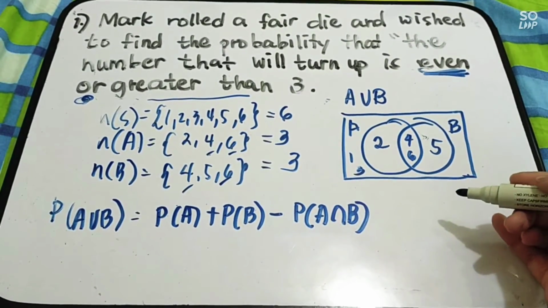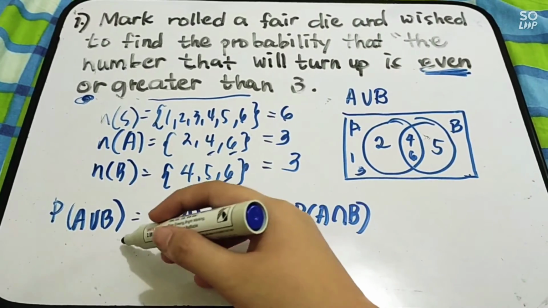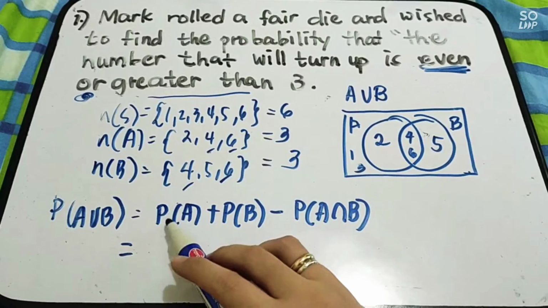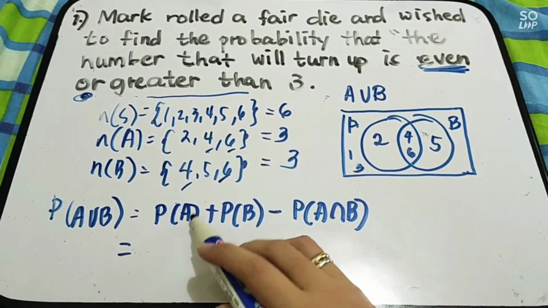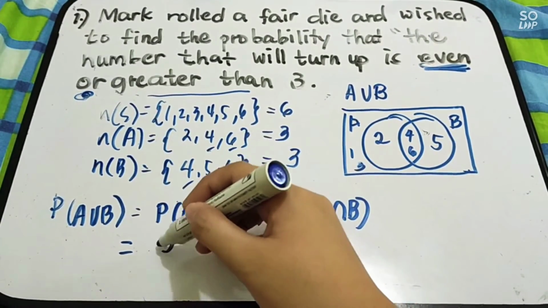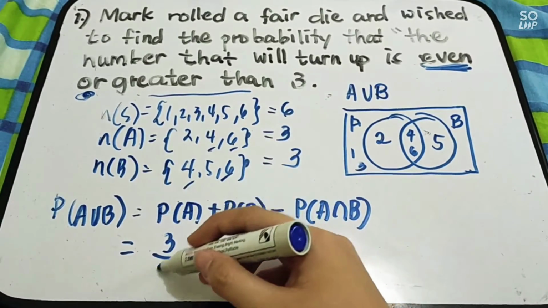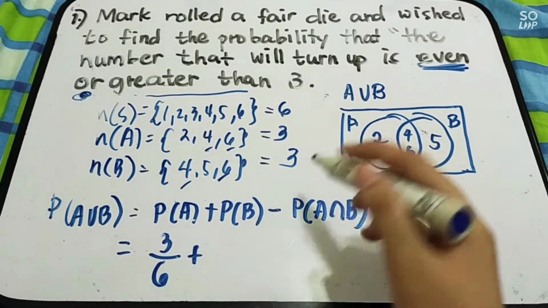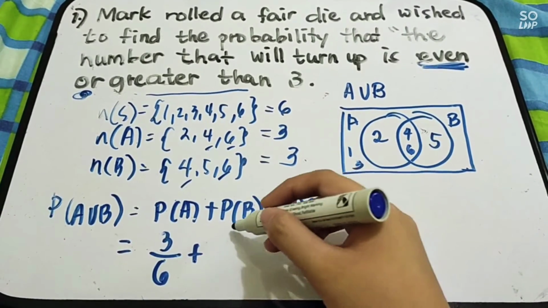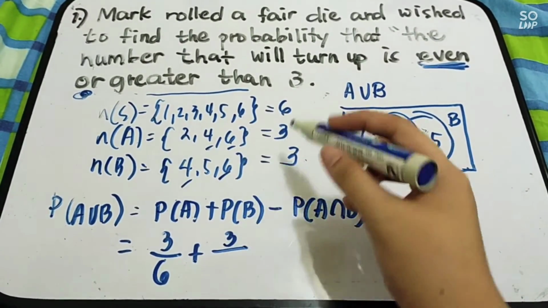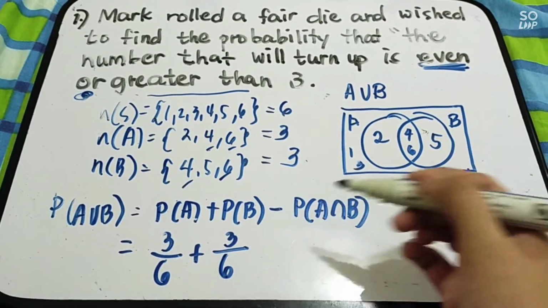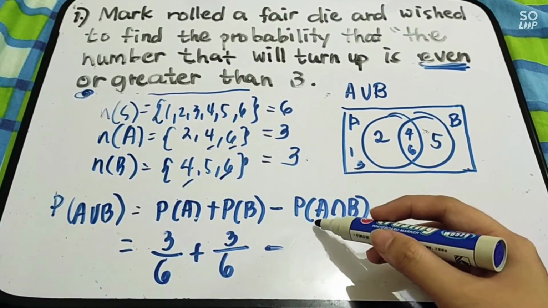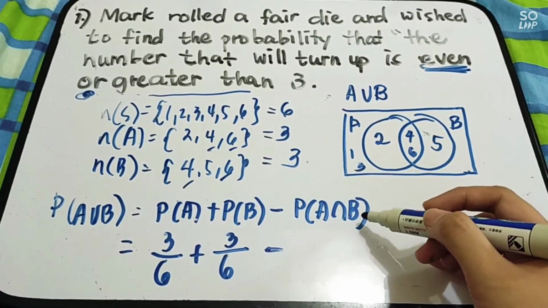Ayan. So, for us to find this one, probability of event, we have here. Ilan ang event ni A? Ang event ni A, we have here 3 over the sample space, we have 6. Plus, probability of B, ang event niya, we have here 3 divided by how many the sample space? We have 6. Ganun lang kasimple. Minus the probability of A intersect B.